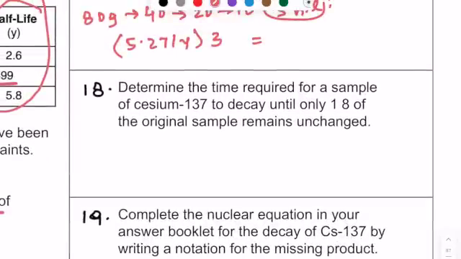Determine the time required for a sample of cesium-137 to decay until only, I believe that is 1/8 of the original sample remains unchanged. So 1/8, first thing we want to figure out is how many half-lives is that. So before 1/8, we actually had 1/4. Before 1/4, we had 1/2, and before 1/2, we had 1. So that means we are done with about 3 half-lives in this case.